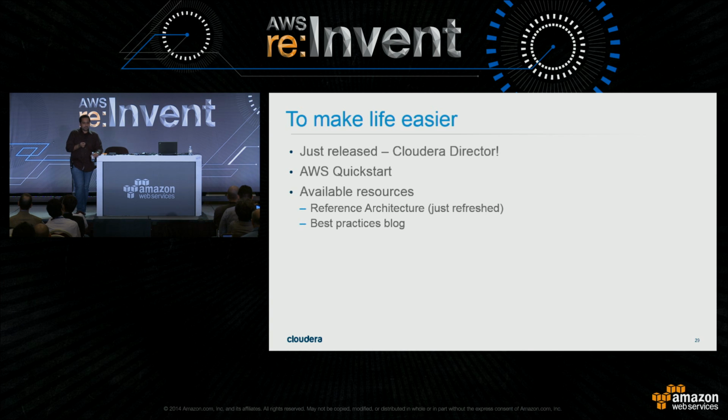There's a reference architecture that we just refreshed that talks about all these considerations, that talks about subnets in more detail. It talks about the different instance types that you can pick for different workloads. And that's available on our website. And then there's a best practices blog as well, which talks about, again, a lot of these considerations that we just talked about and goes into some detail. So those are the things that are available to make your life easy.